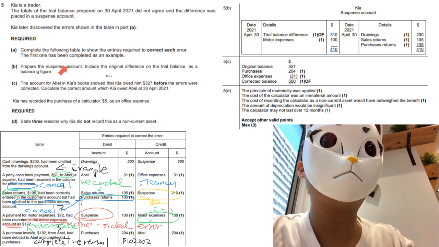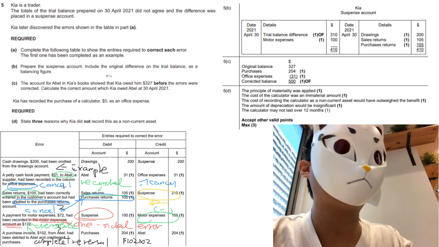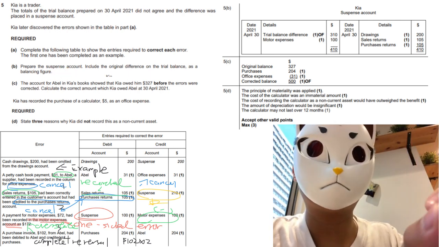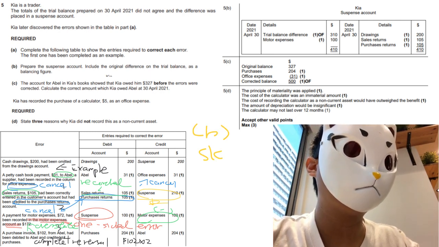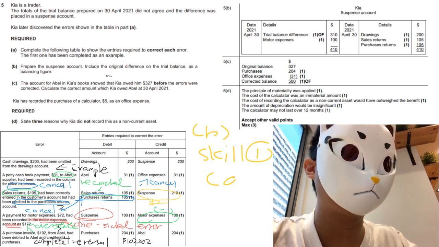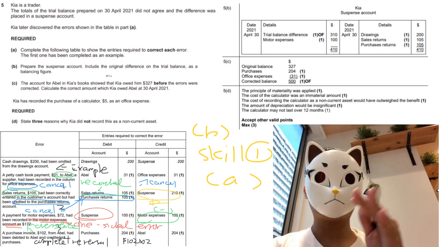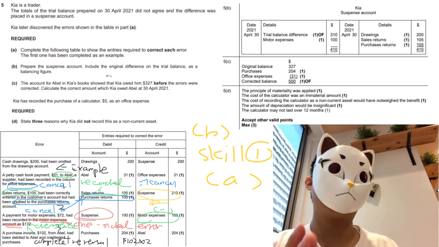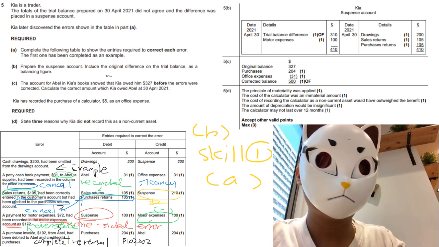So right now we will move on to part B. We have to prepare the suspense account. The skills will be like this. Number 1, let me mark it down. Skill number 1: we have to refer back to part A to see what was recorded in the suspense account.